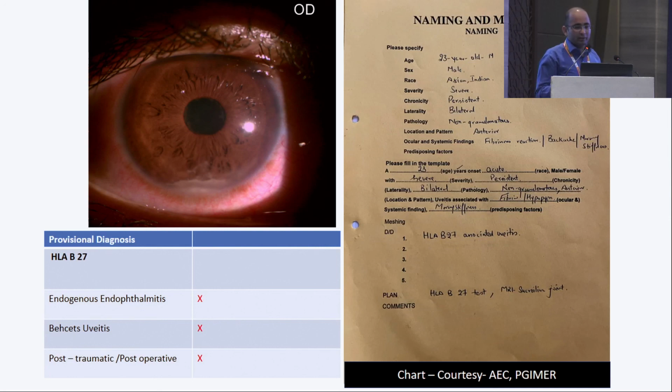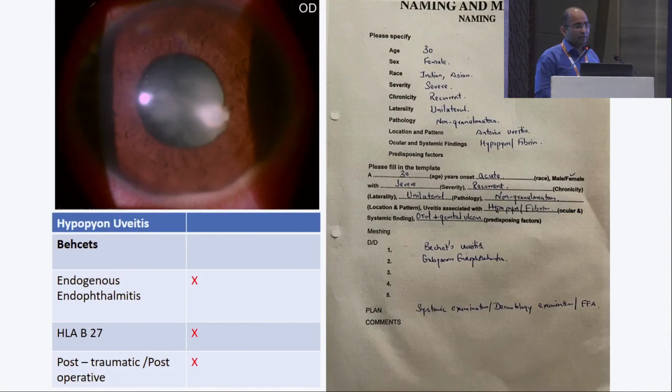This was associated with morning stiffness, which is typical of HLA-B27 disease. Similarly, in this patient, the clinical sign was the presence of a shifting hypopyon, and the patient had ocular and genital ulcers. So we narrowed down our diagnosis to Behçet's in this case.